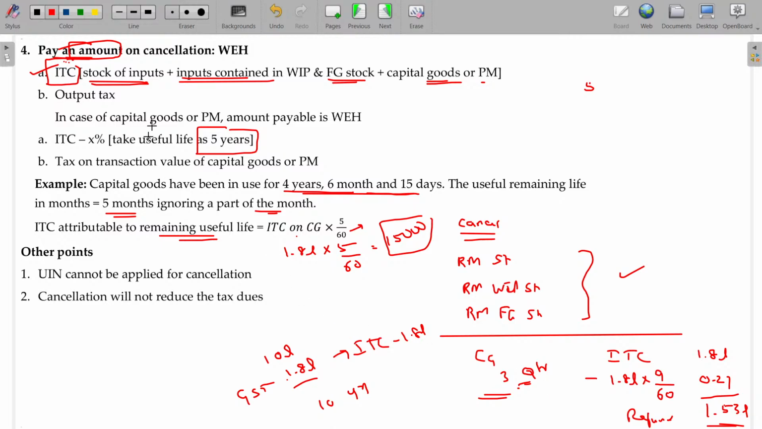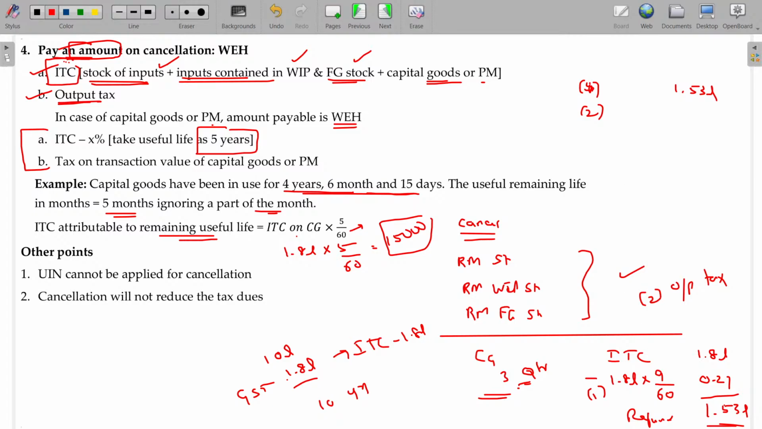Clear? In case of inputs in work in progress and finished goods stock, no problem, you can calculate. In case of capital goods, you have to pay the output tax. In case of capital goods or plant and machinery, the amount payable is whichever is higher of these two. One is this number, second one being output tax. Between these two, whichever is higher. What is this? So the refundable amount as per this calculation being 1.53 lakhs. Am I right? That is number one. What about the second calculation?